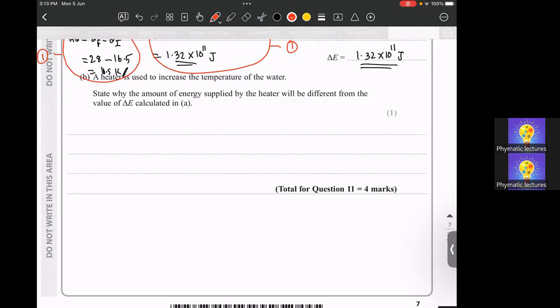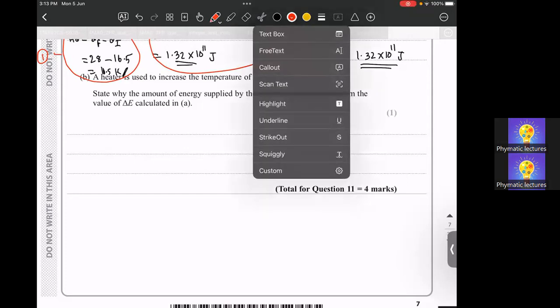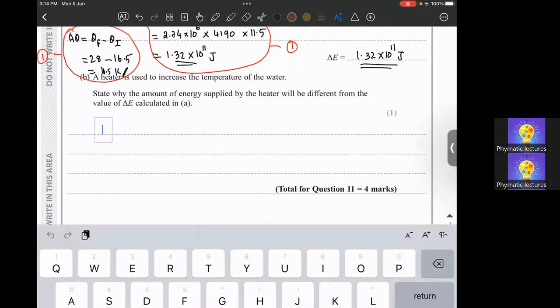Some energy is actually lost to surroundings. So as a result, what happens? Whatever be the energy supplied by the heater, it is not completely converted to internal energy. So actually, energy is losing. That is not a right word. So what should we mention? We should mention that some amount of energy from the water is transferred to surroundings. So that is very important. So we'll write that statement over here.